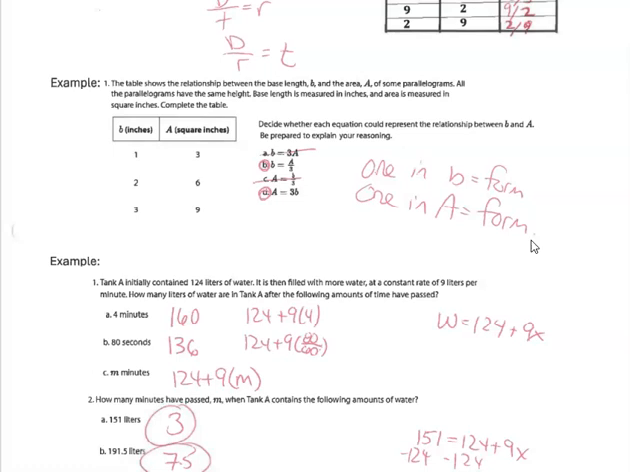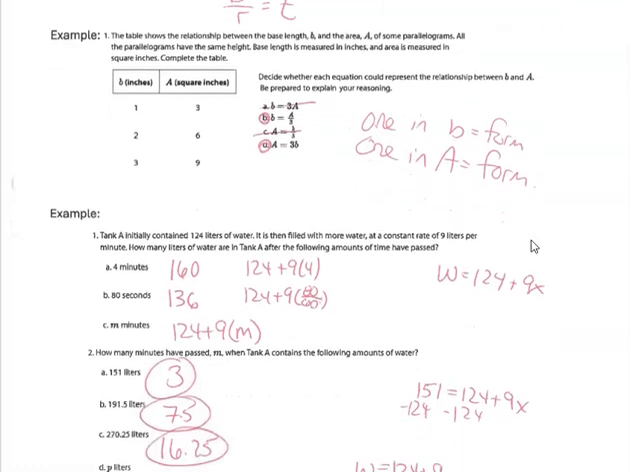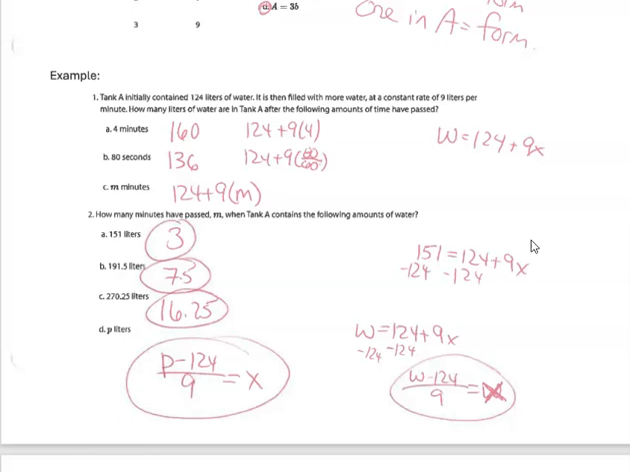Once again, it's the same. There are equivalent equations and formulas, but since one of them is in B equals form and one of them is in A equals form, it just makes it so that you can solve a little bit more efficiently. We looked at this problem right here.